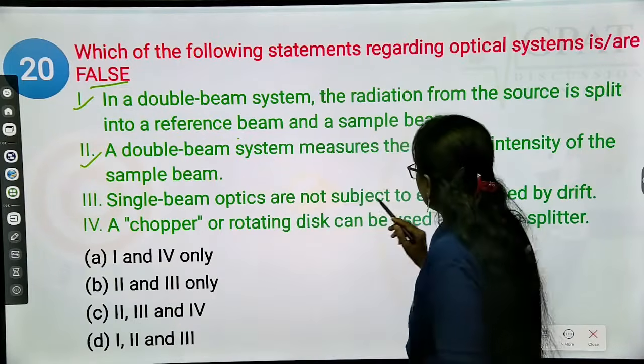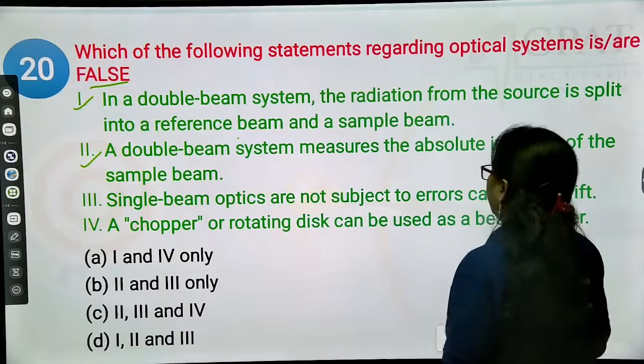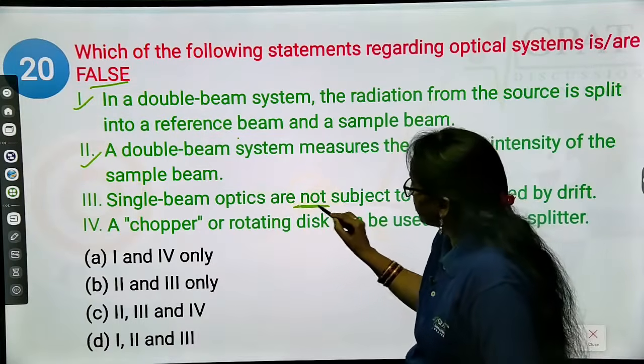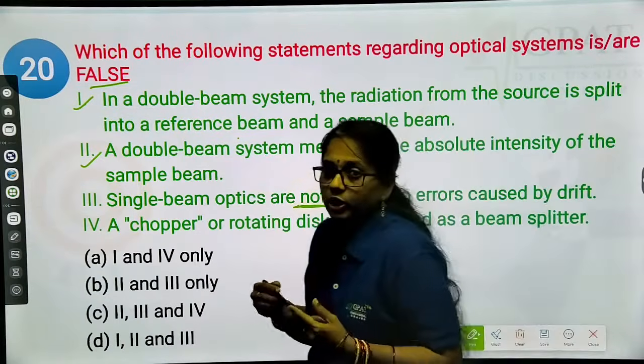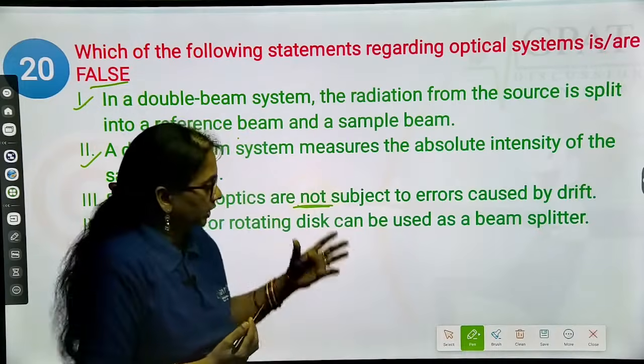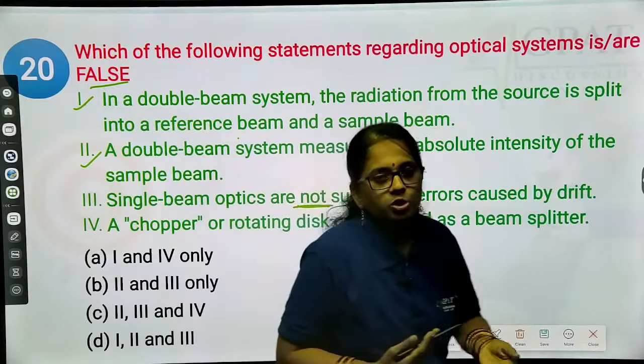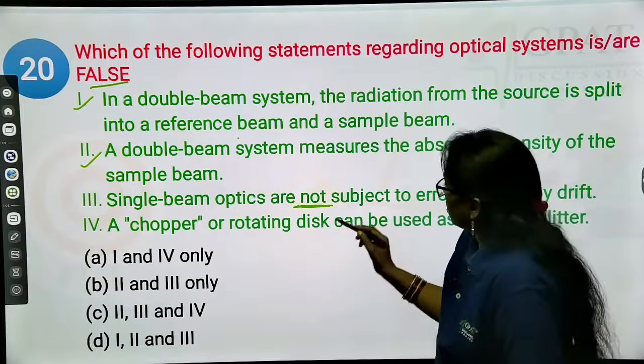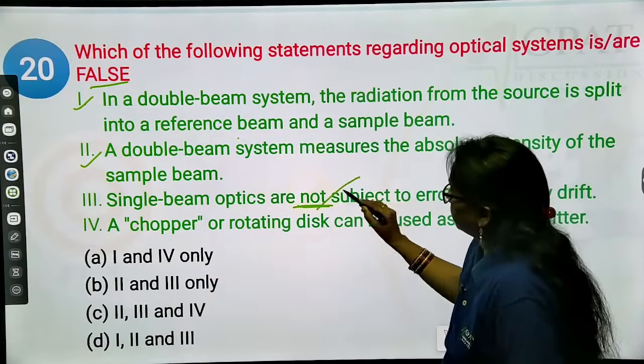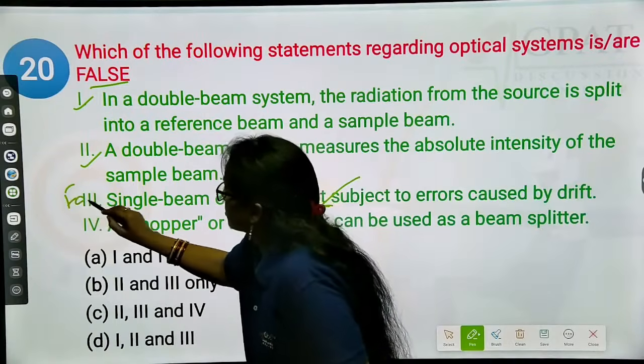Single beam optics are not subject to errors caused by drift. No. Single beam optics are subject to errors because of the drift. That's why we are going to use double beam instruments. Okay. So this is the false statement. Option 3, it is false.